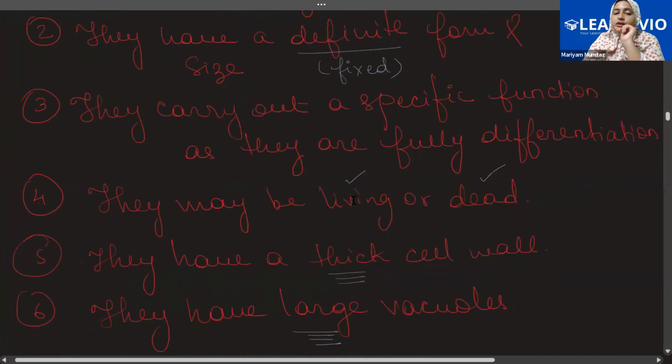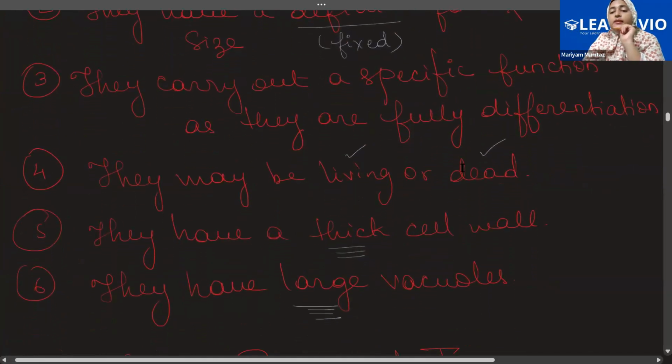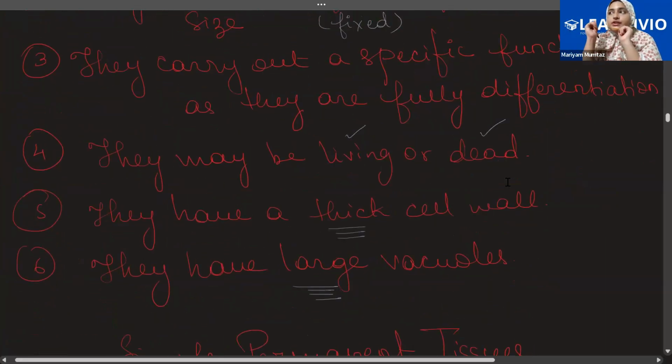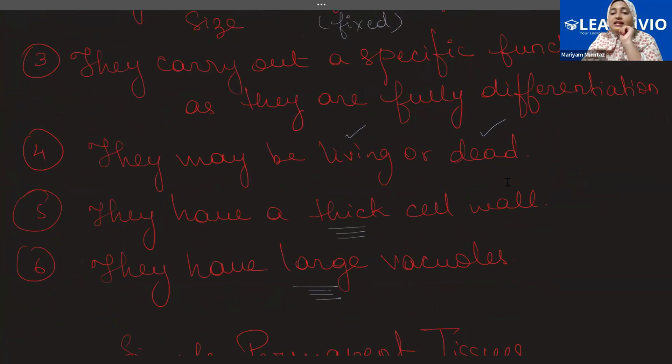Now moving forward, they may be living or they may be dead. Depending upon the components present inside them, they may be living tissues, or they may be dead tissues. Just as when we talked about the meristematic tissue, we know that a thin cell wall was present in them. And their cell wall was made up of which component, students?